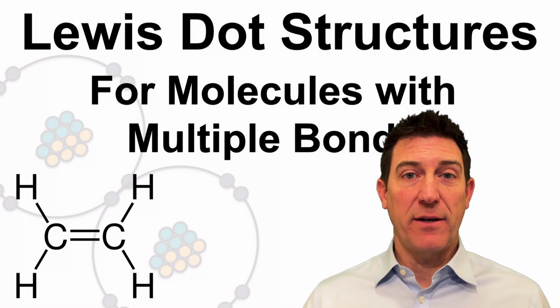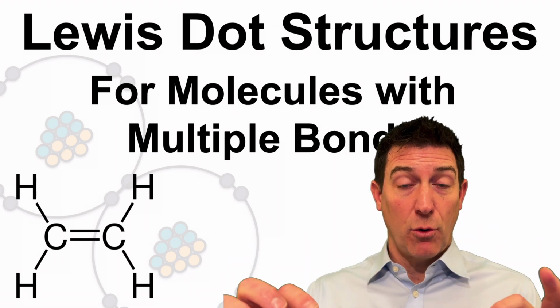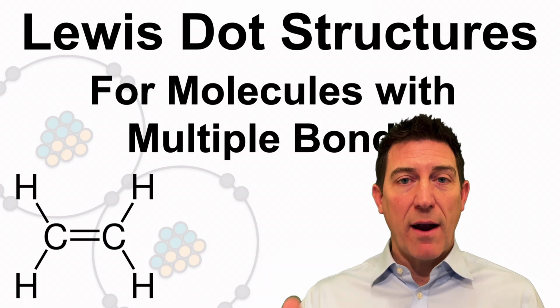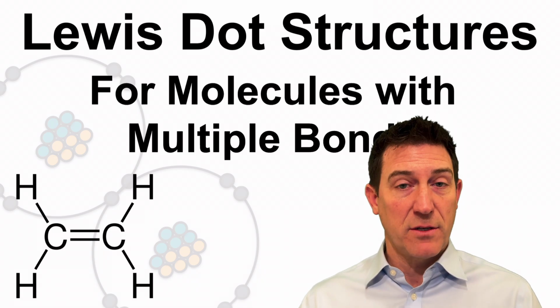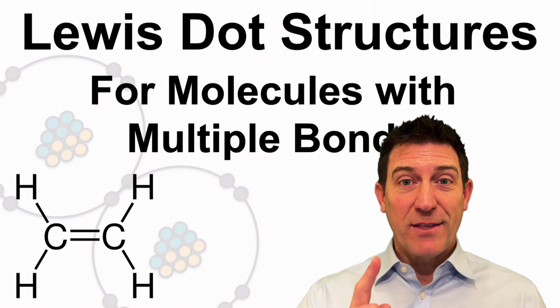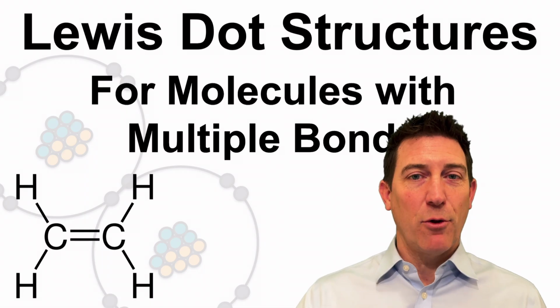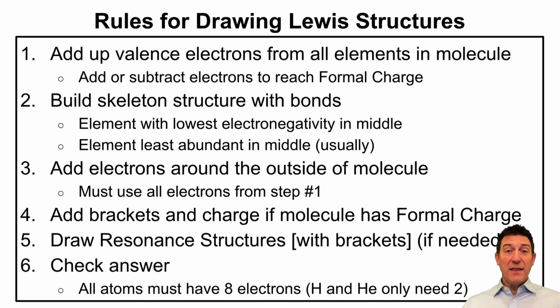Some covalently bonded molecules have multiple bonds holding parts of them together. When we go to draw a Lewis structure, we need to represent those double and triple bonds appropriately. And throughout this lesson, I'm going to show you how to deal with molecules that have multiple bonds. Let's go. On all my lessons with drawing Lewis structures, I start with this screen.